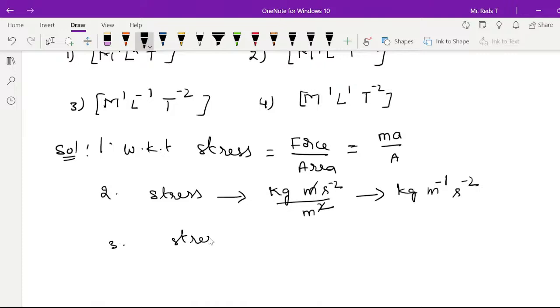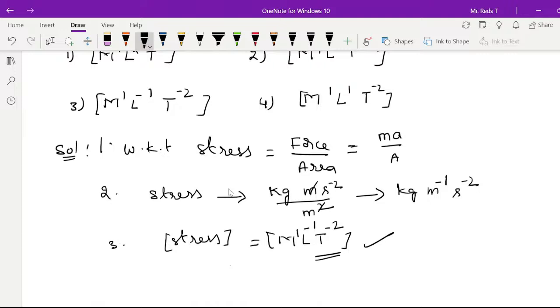Therefore the dimensional equation for stress in terms of MLT can be expressed as kg is unit of mass, so M power 1 per meter, meter power minus 1, meter is unit of length, so L power minus 1 per second square, second is unit of time, so T power minus 2. That's it. This should be the dimensional formula of stress. So this is how you have to write the dimensional formula of any quantity in a simplest form.